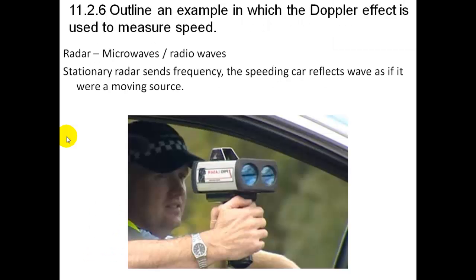Example in which the Doppler effect is used to measure speed. Police cars use radar or microwaves, radio waves, to send out a frequency to a car, and then because of the speed of the car, the car receives the frequency at a slightly shifted frequency, and then it gets reflected, so we get a double shift in frequency, which is measured by the policeman.